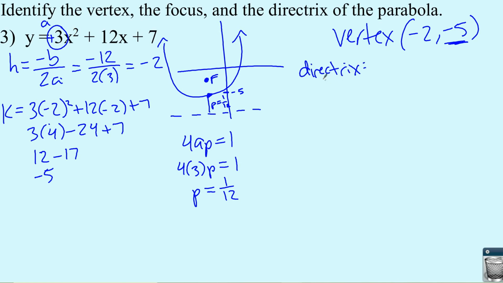So, all right, our directrix, think about it. If we started at y equals -5, we'd be at my vertex. But we want to go down 1/12. So then we just subtract. So your directrix is y = -61/12.